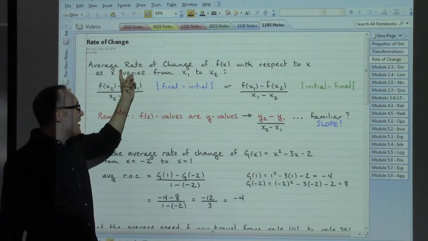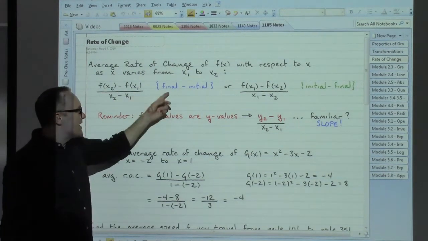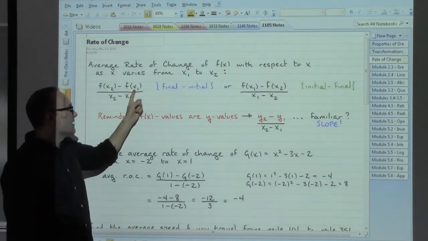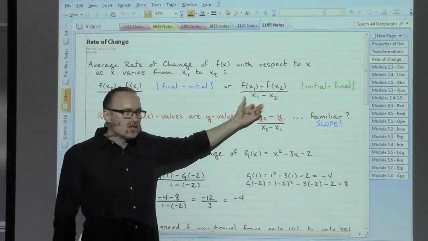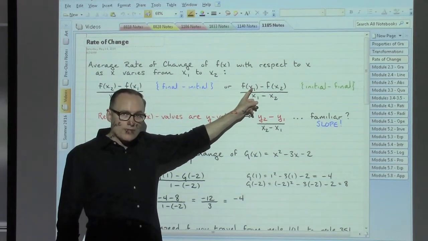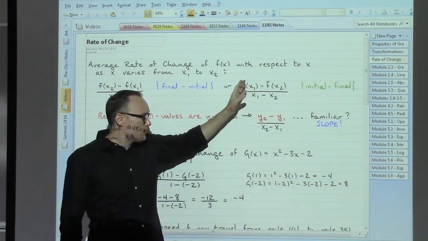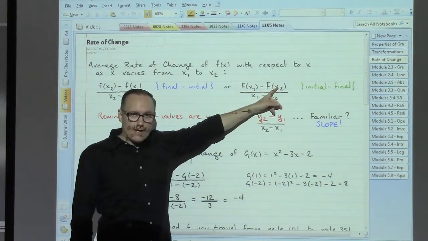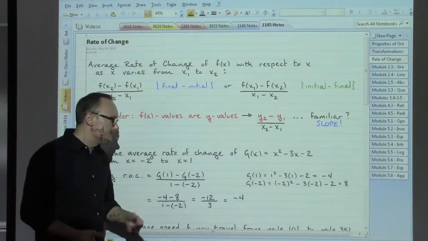We're only talking about an average rate of change. We can set it up as the final value, second value, minus the initial, first value. As with slope, we can also change the order as long as the order on the top is the same as the order on the bottom. So initial value, first value, minus final value, second value. We can set it up however we choose.